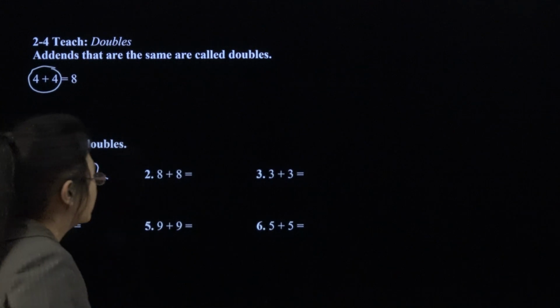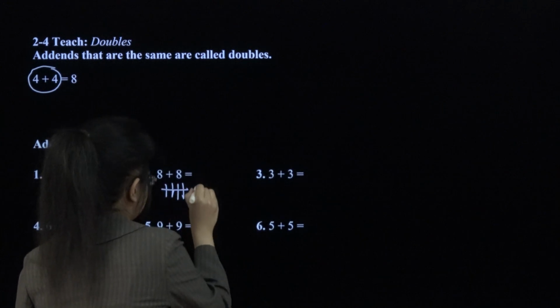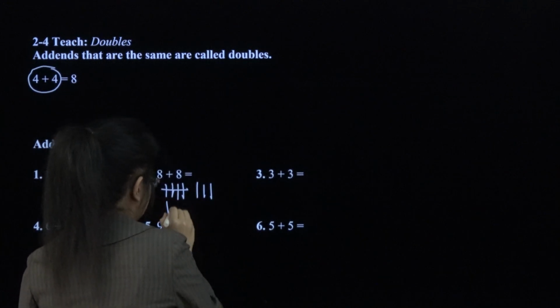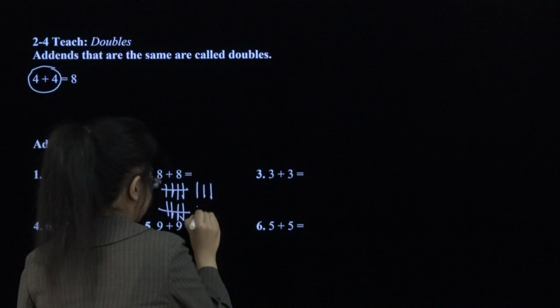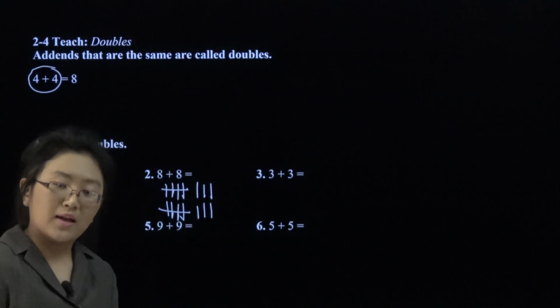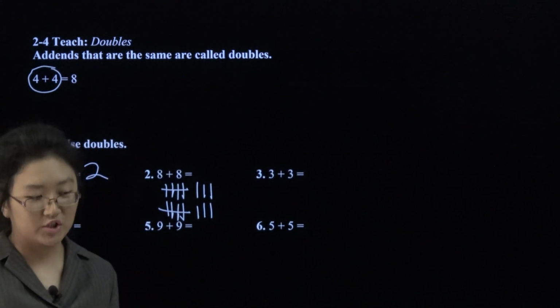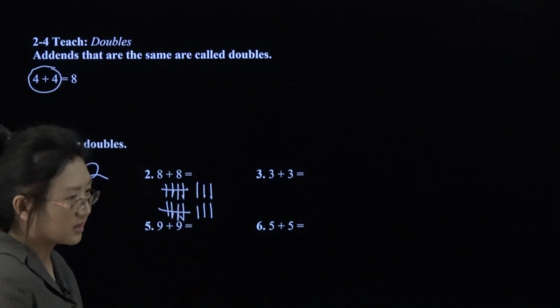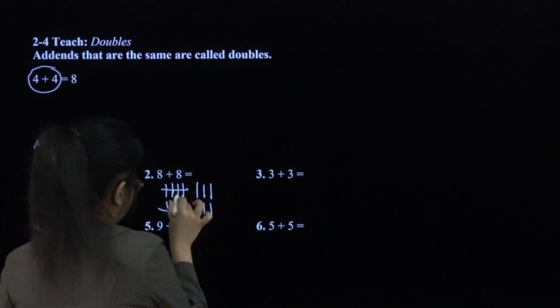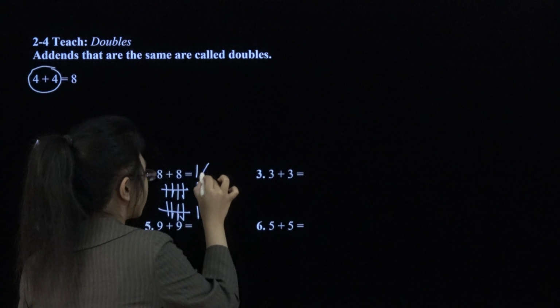8 plus 8. Well, 5, 6, 7, 8. 1, 2, 3, 4, 5, 6, 7, 8. Now, if you are like me and have remembered your single digit addition already, then you would know that this is 16. Otherwise, well, you count and you get 16.